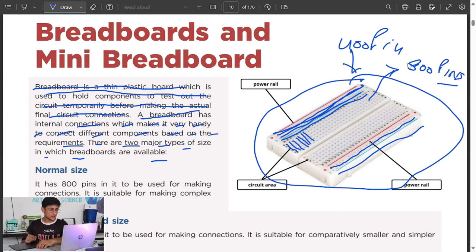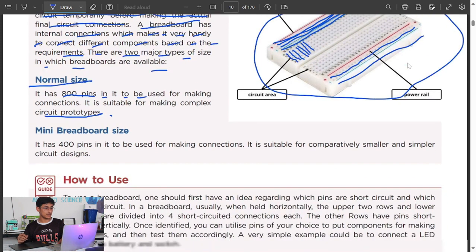That is also called the normal size breadboard. It has 800 pins to be used for making connections. It is suitable for making complex circuit prototypes. The mini size has 400 pins to be used for making connections. It is suitable for comparatively smaller and simpler circuit designs.